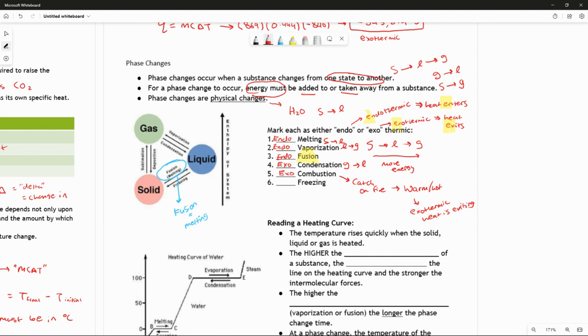Not last one. Freezing. If you're freezing, you're going to go from a liquid to a solid. Once again, you're going down the scale. You're moving energy out of the system, so it's going to be exothermic. All right, that's it.